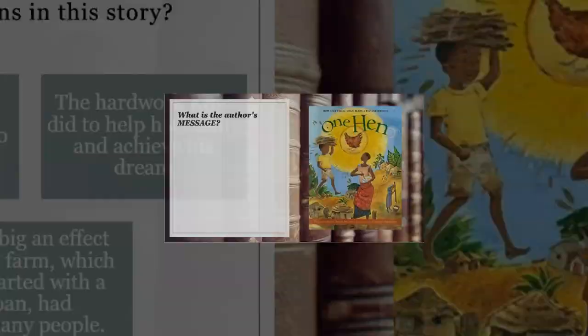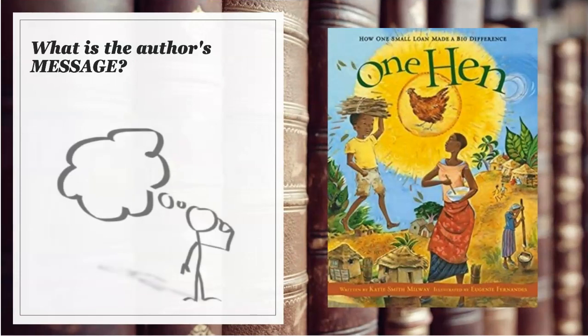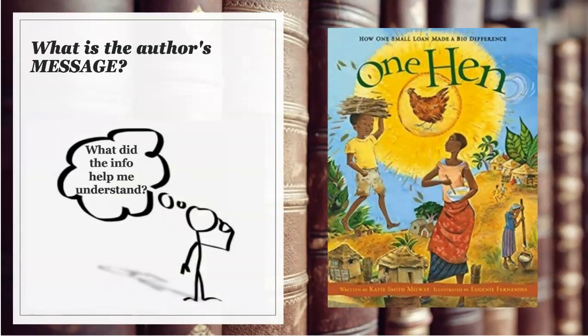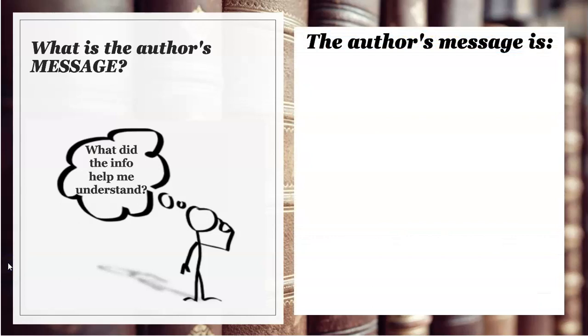So we're, again, always thinking to ourselves, what's the author's message? Again, what did the info help me understand? Not so much about the facts that this man started a farm that employed many people and then had a big impact, but what's the big idea? What's the big idea, the universal truth, the life lesson that the author wants me to understand? I can use the text evidence to infer, I can definitely infer that the author's message is that change happens one person at a time.